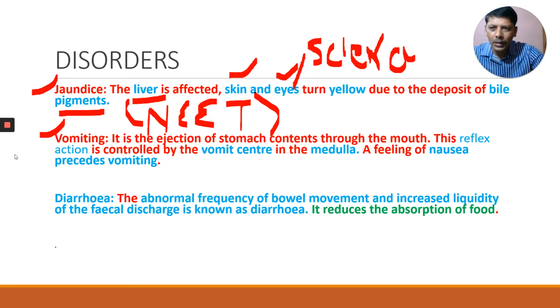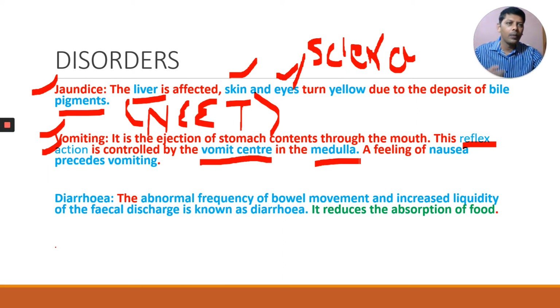Vomiting is a reflex action. It is controlled by the vomiting center. Where is this vomiting center? It is present in the medulla oblongata. Medulla oblongata is a part of the brain. It is one of the parts in the hindbrain. It also has some other centers. You will be learning more about those centers in the coming topics.